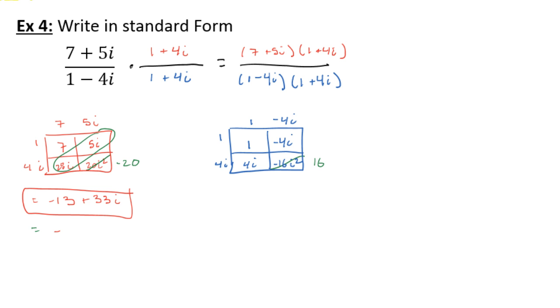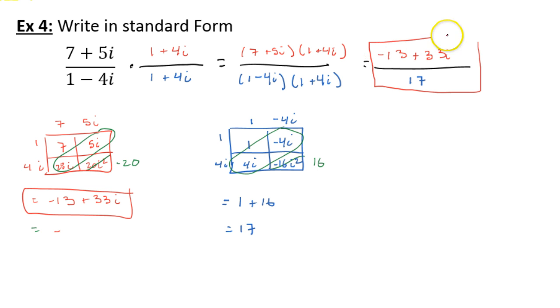Again, I'm going to combine my like terms. We know for a fact that here's a positive and a negative 4i. Those cancel out. So what I'm really left with is a 1 plus that 16, which in this case is just 17. So for my denominator, I'm just left with 17. For my numerator, I'm left with negative 13 plus 33i, and we're good to go.